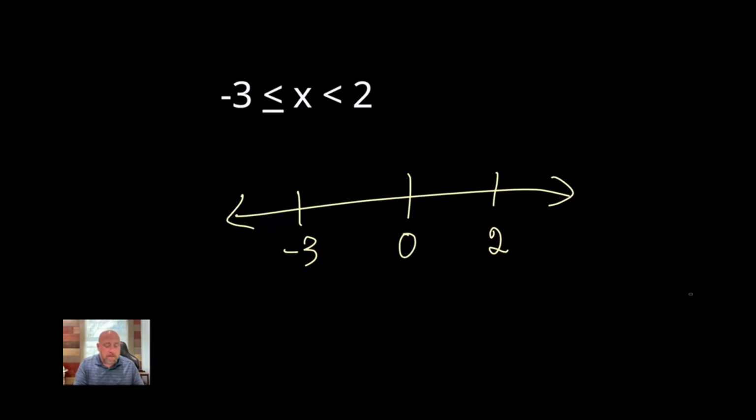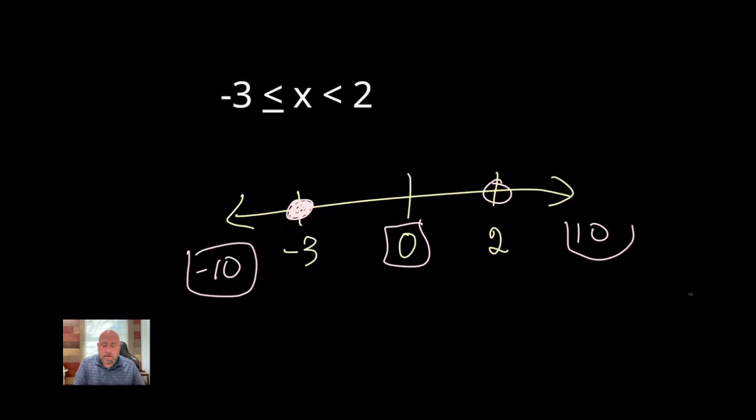So we're going to take this and we're going to shade in on the -3. Why? Because it is equal to the -3. But on this side, it is not equal to the 2, so we're going to leave this one as an open dot. You're going to do the exact same thing that we did in the last one. We're just going to test these points to see which ones work. So let's use our -10, our 0, and our +10. These are going to be our test points, okay?